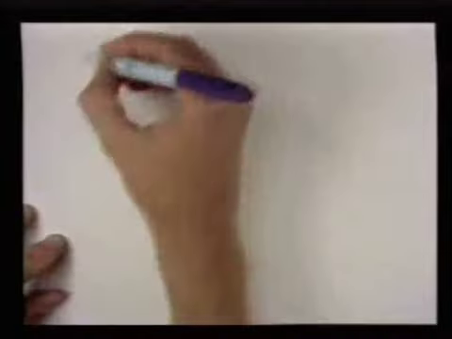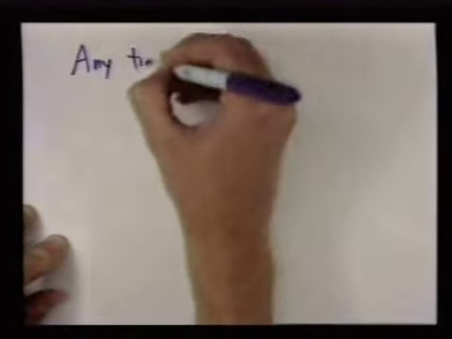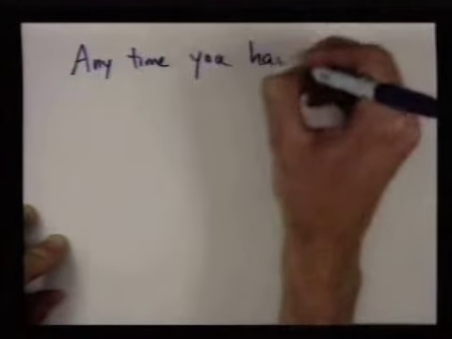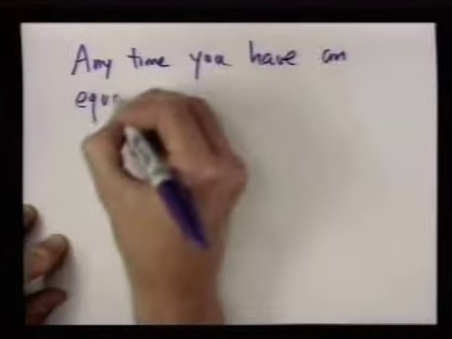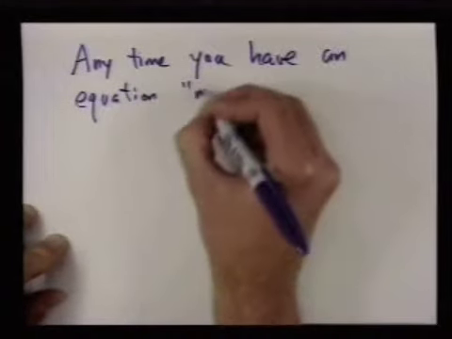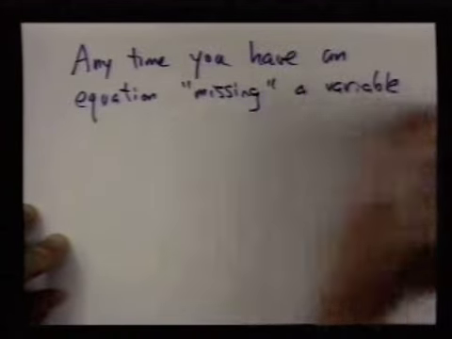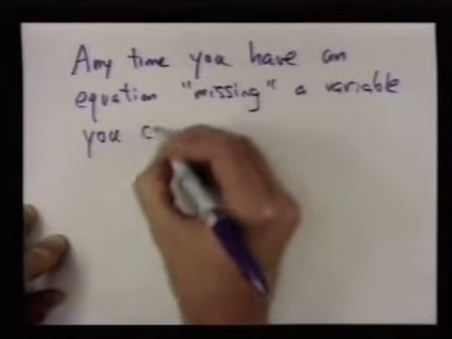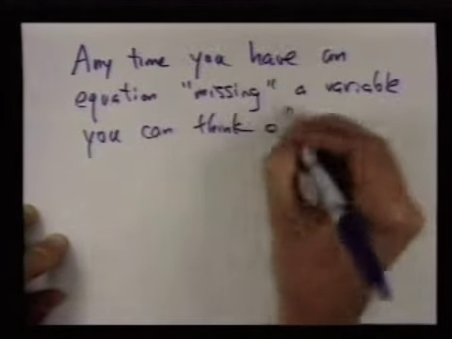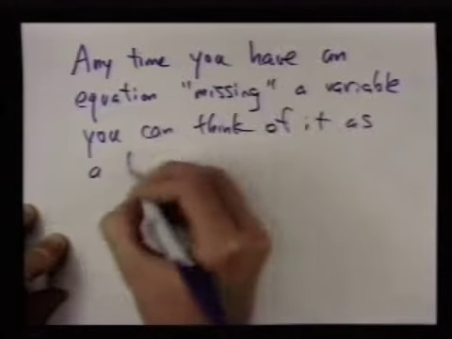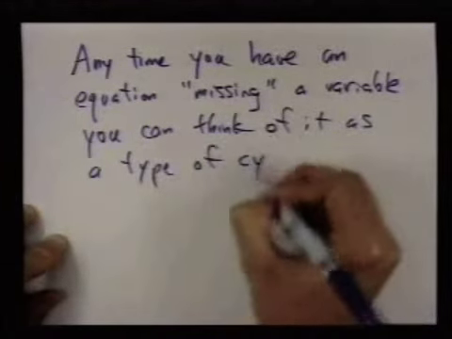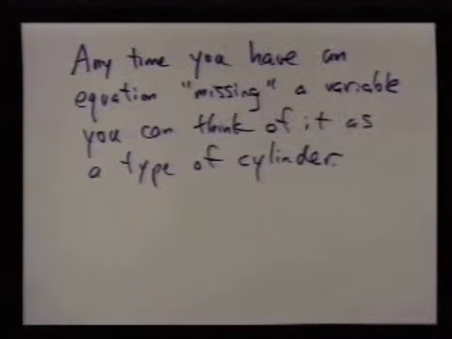And more generally, anytime you have an equation missing a variable, you can think of it as a type of cylinder. And now I'm using the term cylinder in a more general way because I'm thinking of it as I have some shape and I'm just sort of looking at the path it takes in one specific direction.